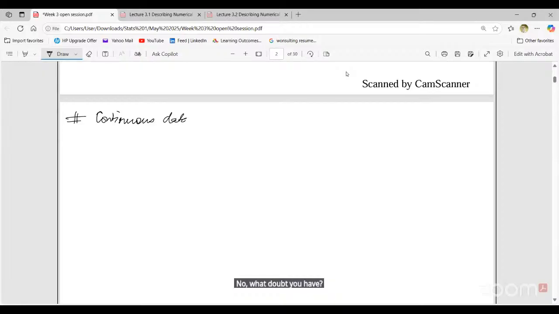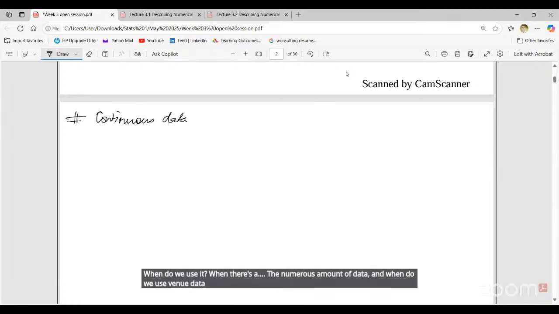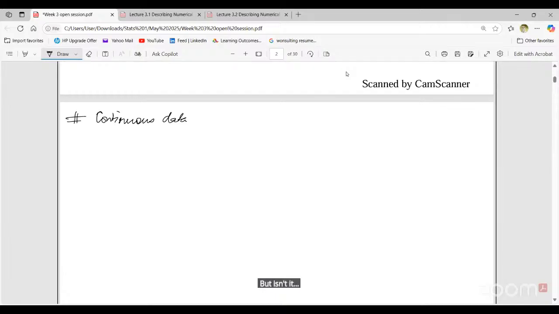Ma'am, relative frequency, when do we use it? When there's a numerous amount of data, do we use relative frequency? I understand that it makes graphing easier, but doesn't it make the calculation of a mean or a median, the mean especially, harder? Or does it skew it in any way?